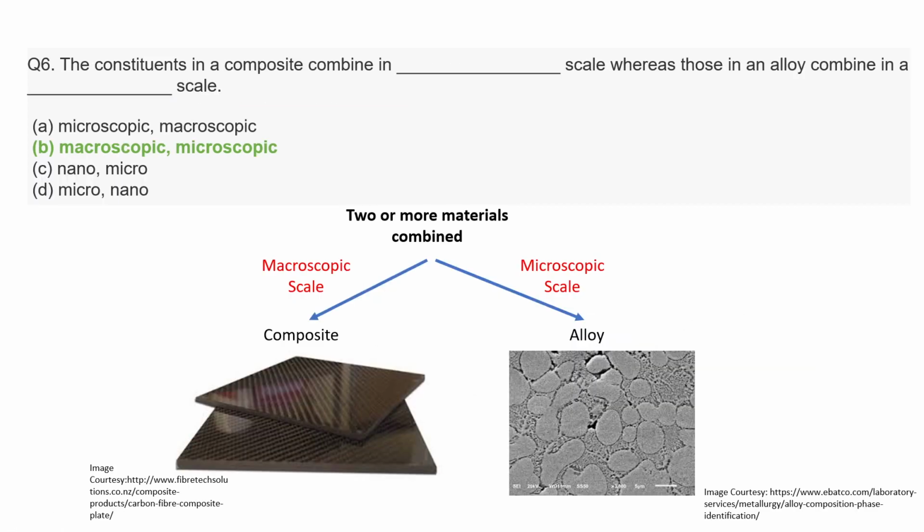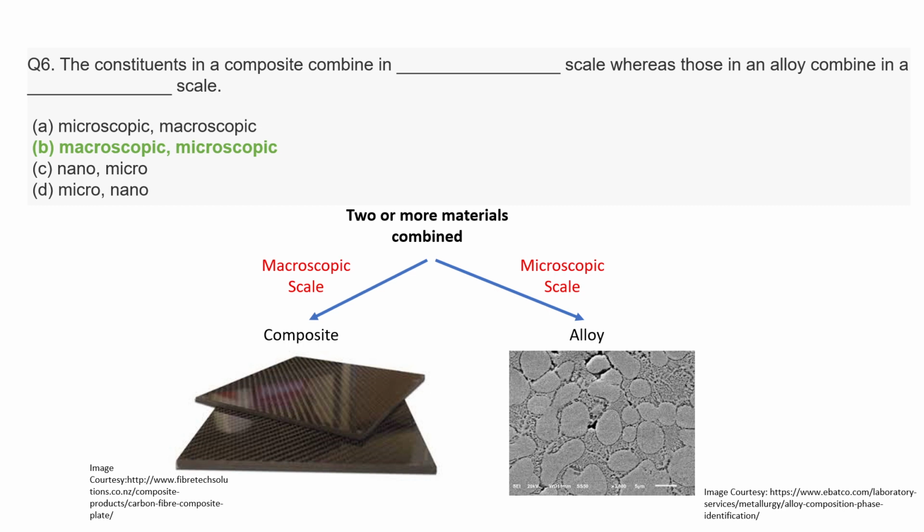So we solved this question. Now next is, the constituents in a composite combine at a dash scale, whereas those in an alloy combine at a dash scale. So I already discussed this topic before, composites and alloys. As for alloys, we have also studied that they contain two or more different types of metals combined and formed, but they are not called composites, because when the different constituents of a composite are combined, we can see the different parts of that composite. That's why we say that these are combined at a macroscopic scale.